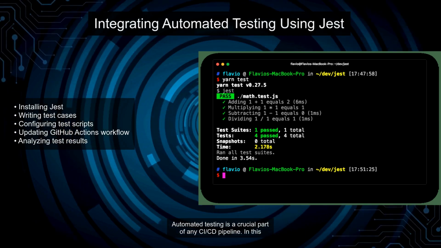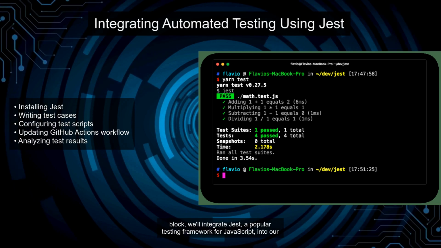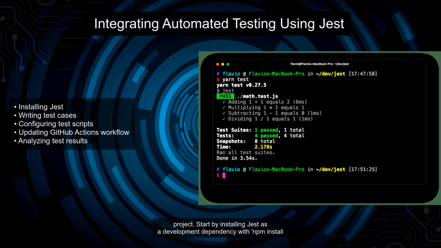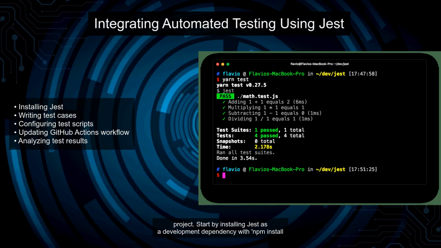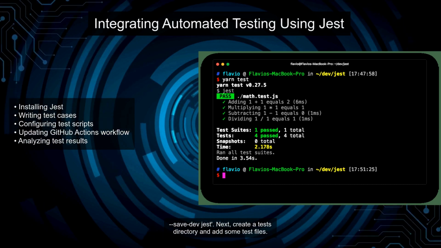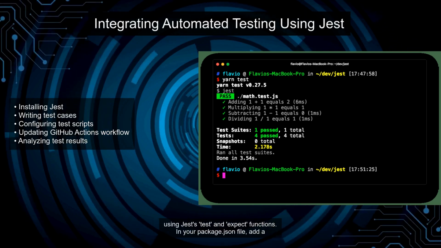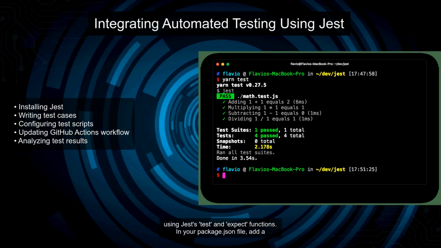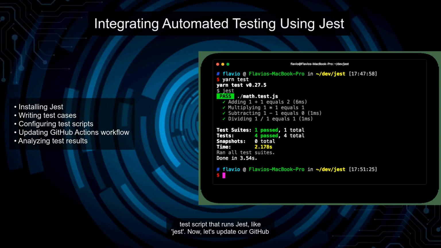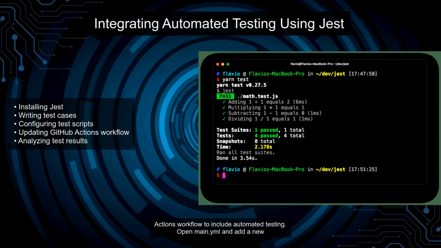Automated testing is a crucial part of any CI/CD pipeline. In this block, we'll integrate Jest, a popular testing framework for JavaScript, into our project. Start by installing Jest as a development dependency with npm install --save-dev jest. Next, create a test directory and add some test files. For example, create a file named example.test.js and write simple test cases using Jest test and expect functions. In your package.json file, add a test script that runs Jest, like "test": "jest".